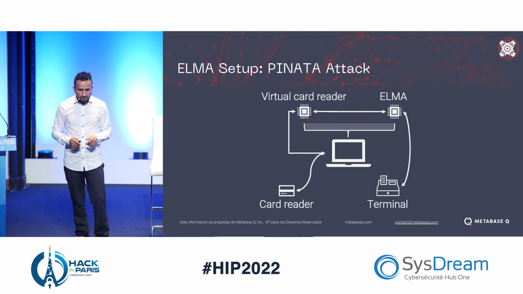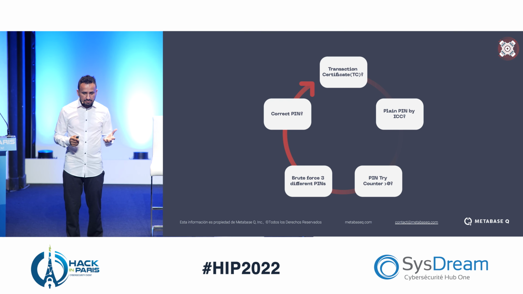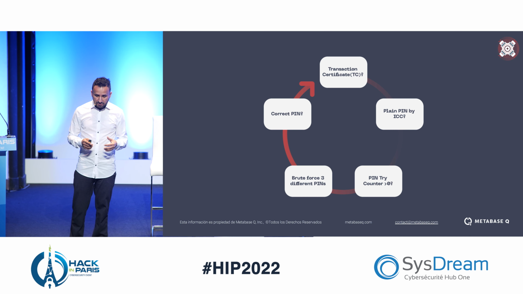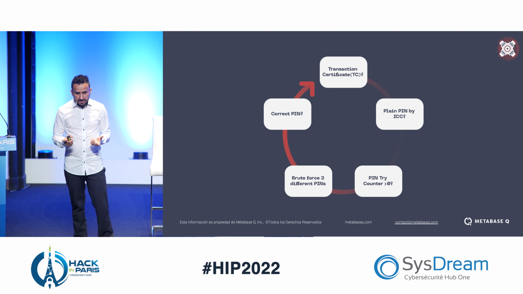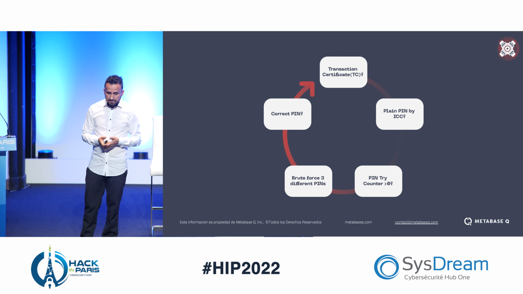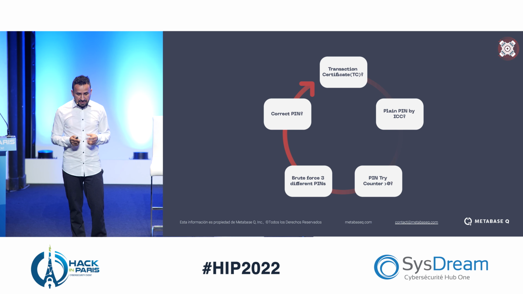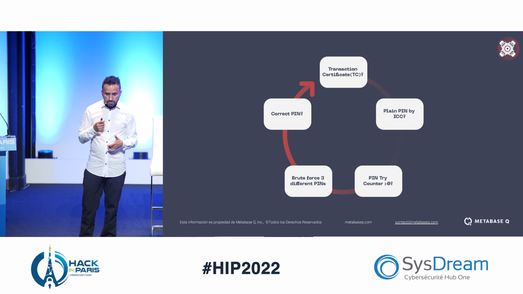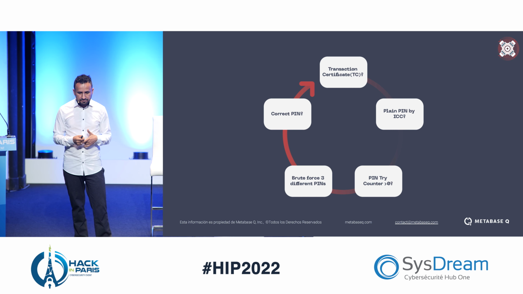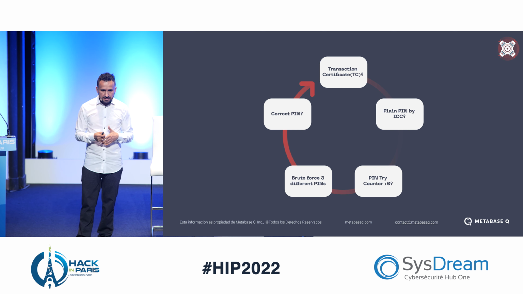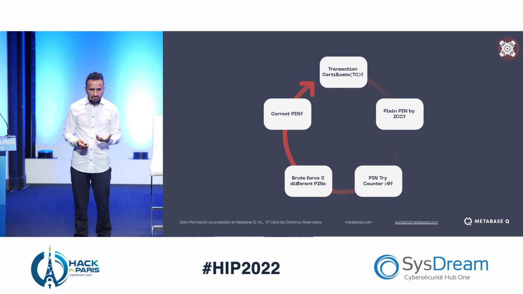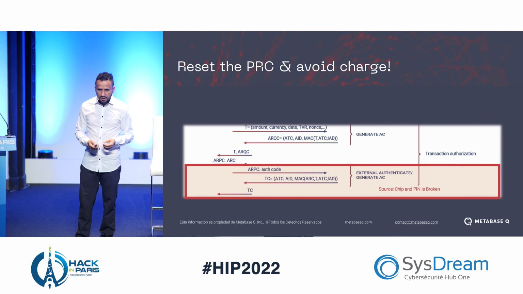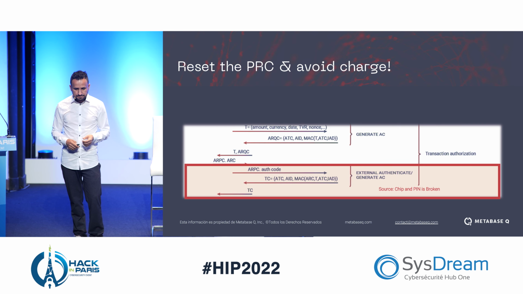So what is going to happen in the demo? Basically, we have a transaction certificate, we are going to ask if we have the plain PIN verification method in the card, and if the PIN try counter is greater than 0, we are going to try to brute force 3 different PINs. If there is no correct PIN, we're going to have another transaction to reset that PIN retry counter until we find the correct PIN for that specific card.